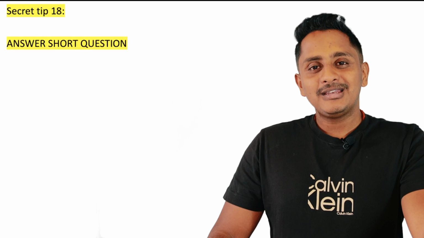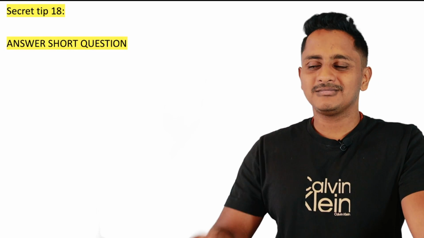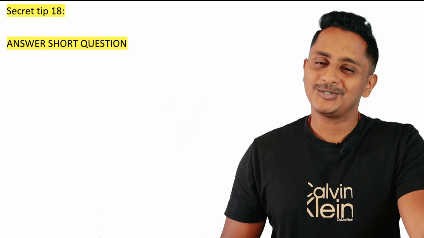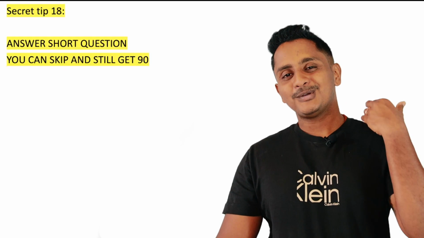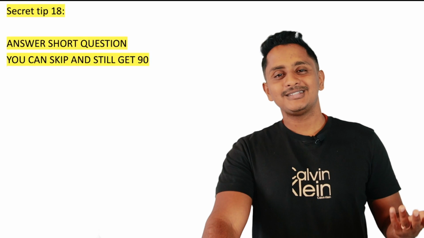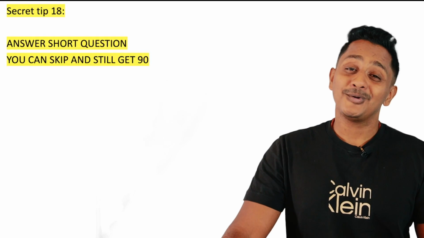Secret tip number 18, another tip, another secret exposed: answer short question. Nakul, I just swiped my card and paid money to someone for the repeated answer short questions. You can skip also and get 90, we have experimented this. It's not a priority. You know the answer, you tell the answer. You don't know the answer, repeat the question or say something relevant to the question or say I don't know and click next.